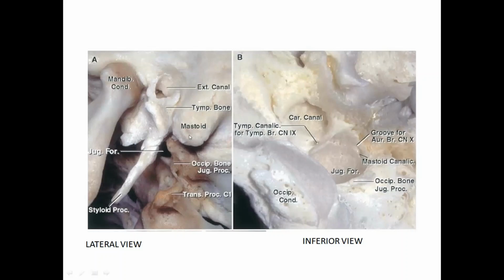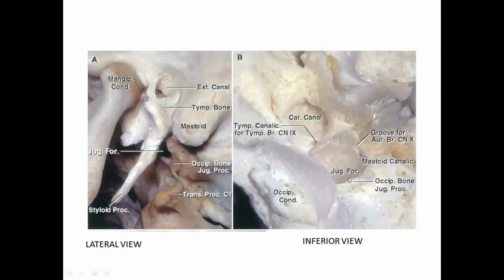This is the mastoid itself. This is the tympanic bone, which is the tympanic part of the temporal bone, and this would be the hiatus of the jugular foramen. Then inferiorly, like we were discussing earlier, the carotid canal lies anterior to the jugular foramen, and between the two is a bony ridge, which is actually separating the two structures, that is jugular foramen inferiorly and carotid canal anteriorly.